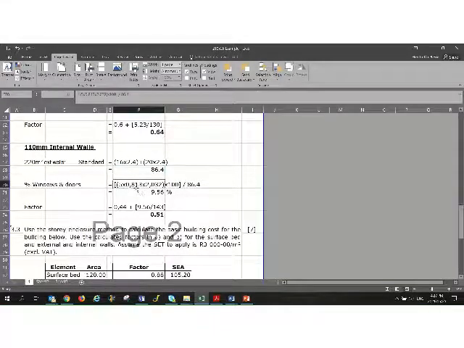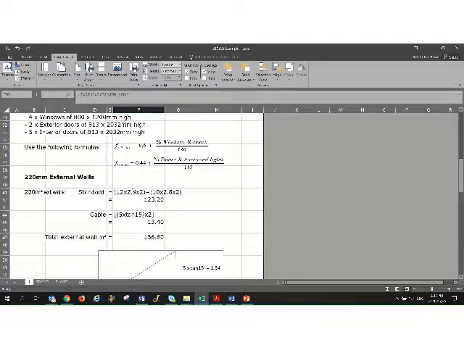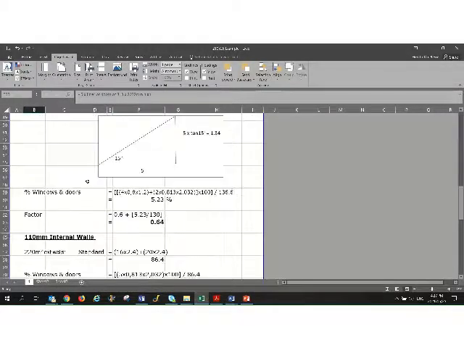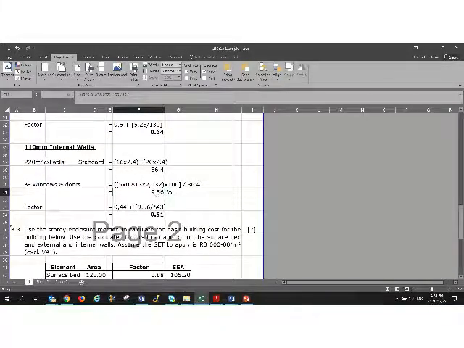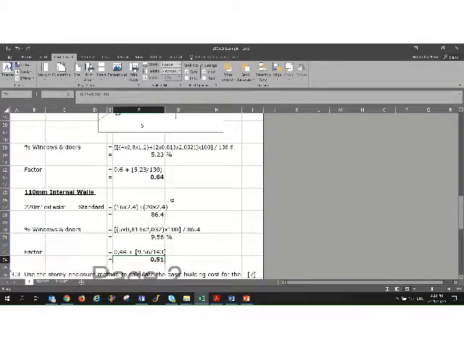Okay, and then the percentage again is the information given here at the top. So we've got 5 interior doors, the perimeter times 100 divided by the area of our internal walls, which gives us a percentage of 9.56. And then that is put into our formula, which is 0.44 plus 9.56 divided by 143, which gives us a factor of 0.51. So this one, the interior doors, is still fairly close to the 0.5. Okay, so those are the two factors for our internal and external walls.